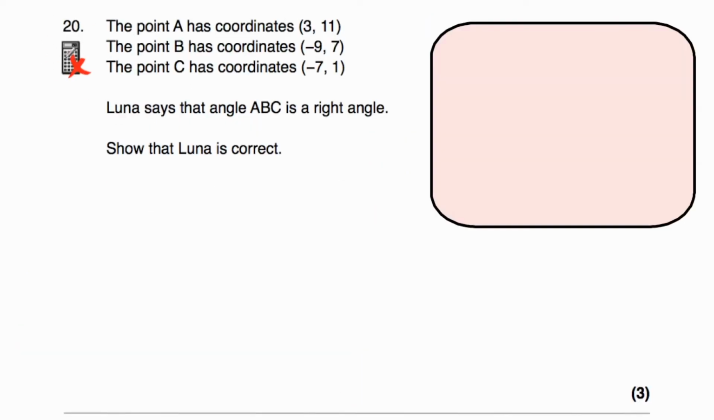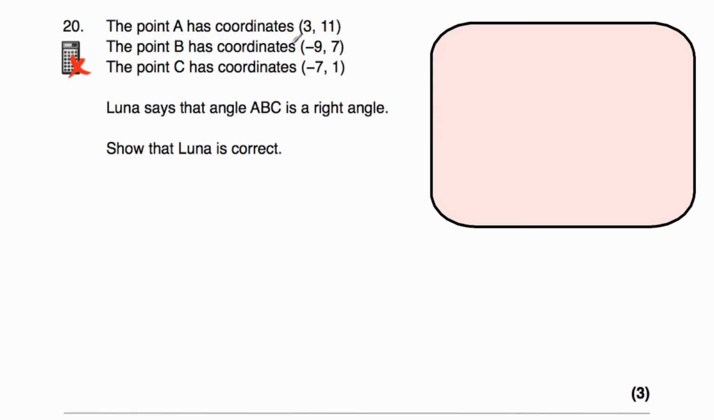Okay, let's have a look at question number 20. So question number 20 says the point A has got coordinates 3, 11, the point B's got coordinates -9, 7, and the point C's got coordinates -7, 1. And we're told that Luna says the angle ABC is a right angle. Show that Luna is correct.